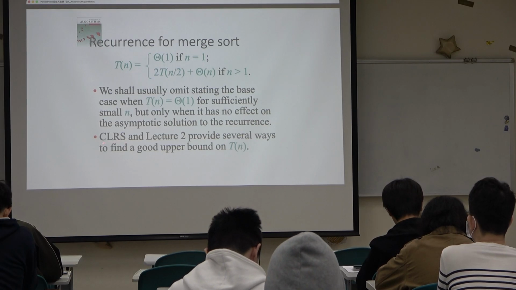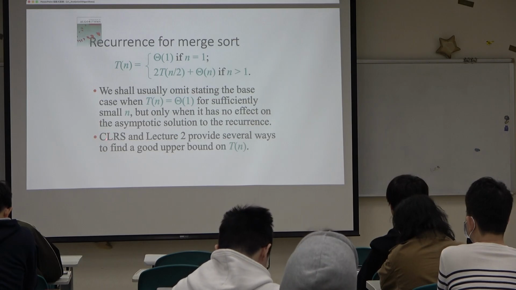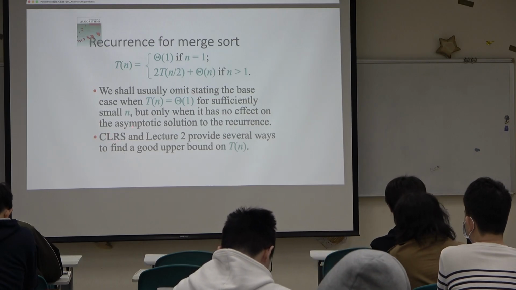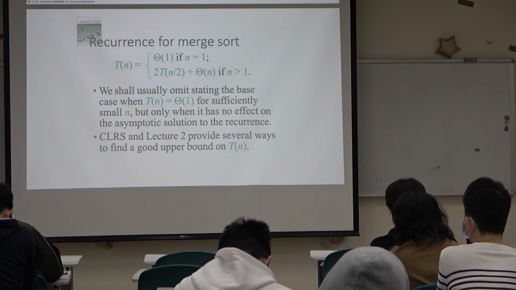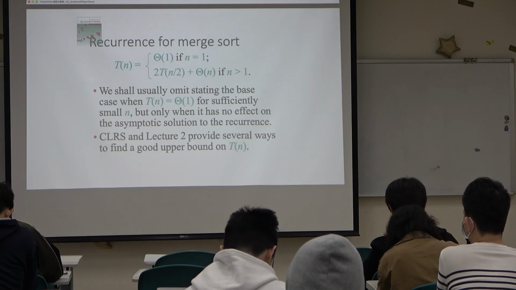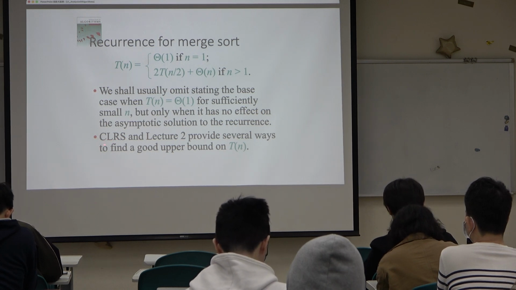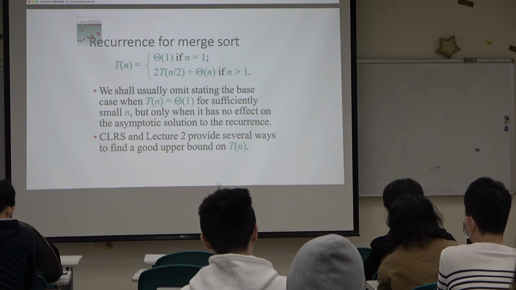But what is CLRS? C stands for Cormen, L is Leiserson, R, S, actually the textbook is written by four authors. So their initials come together as CLRS. This stands for the textbook. Okay.